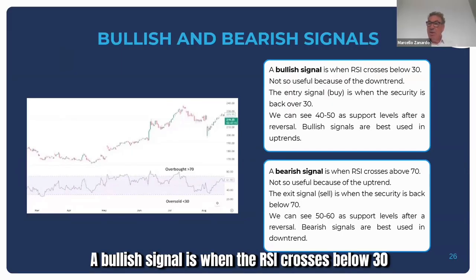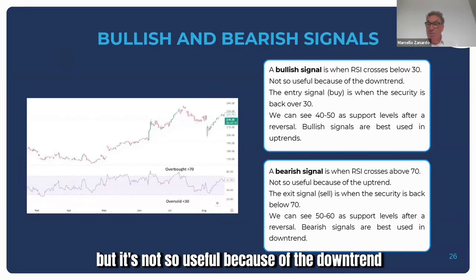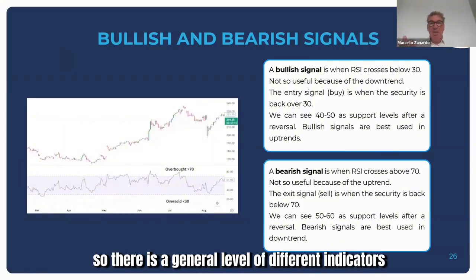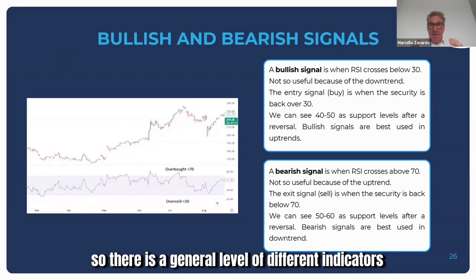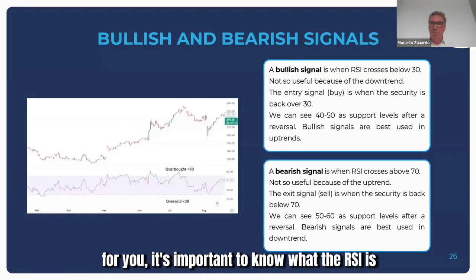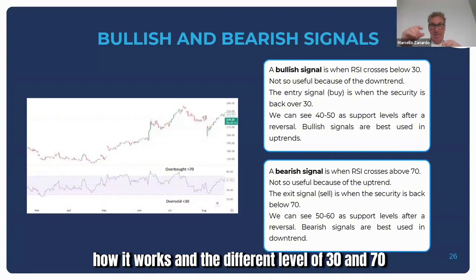A bullish signal is when the RSI crosses below 30, but it's not so useful because of the downtrend. The entry signal to buy is when the security is back over 30. So there is a general level of different indicators which are used in conjunction. I'll show you another one, but at this point it's important for you to know what the RSI is, how it works, and the different levels of 30 and 70.